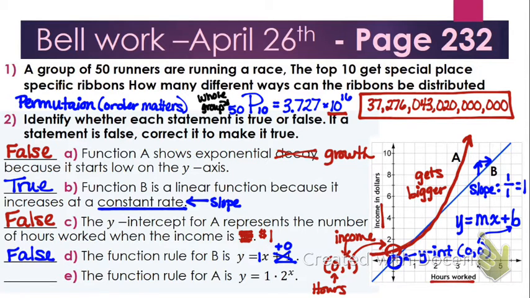Last one. The function rule for graph A is y equals 1 times 2 to the power of x. True or false? y equals 1 times 2 to the power of x. True or false? This one is true.